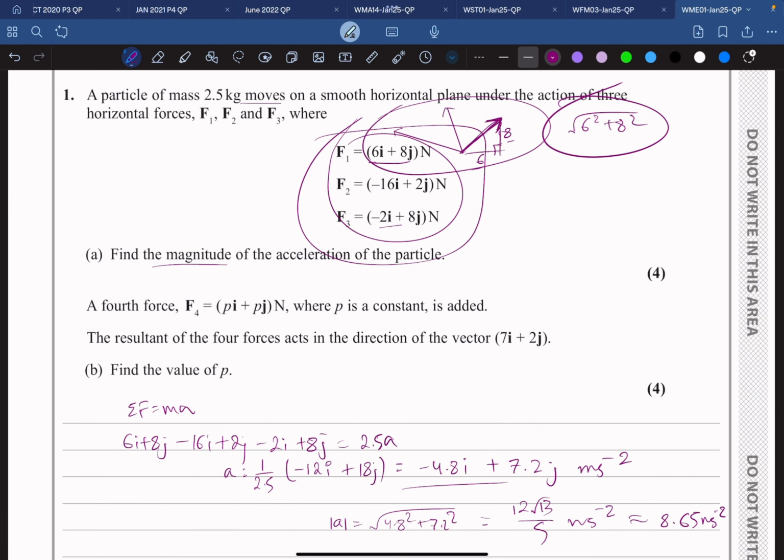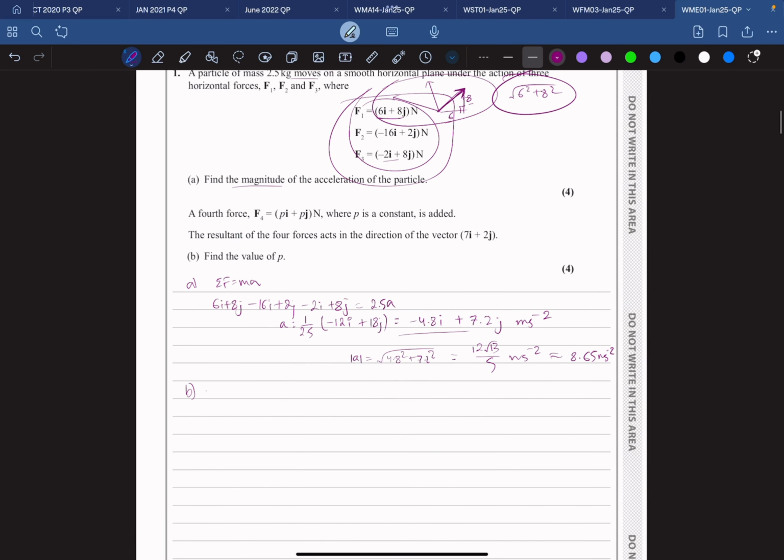Now, this will be useful in finding out P. I was going to say P and Q, but there's no Q. Both components are P. First of all, our first task is to find out the resultant, right? So let's do that. This was part A, and this is A, and this is B.